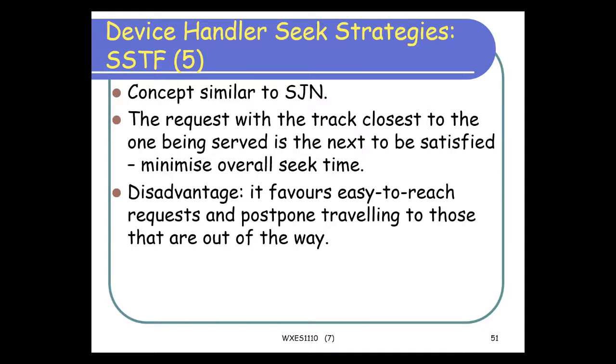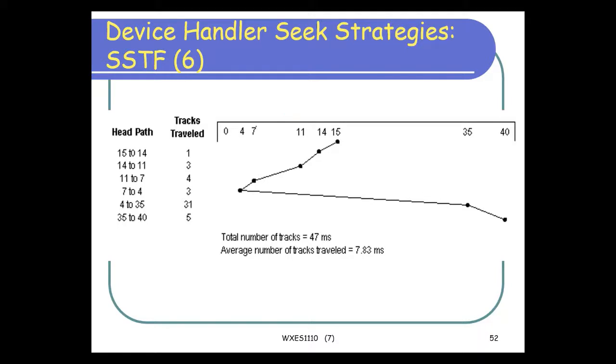The disadvantage is that it favors easy-to-reach requests and postpones traveling to those that are out of the way. It will take the shortest location near the current track, and the problem is that it will serve the farthest, the most distant tracks later. It can lead to starvation if there keep being jobs adjacent or nearby to the tracks requested.